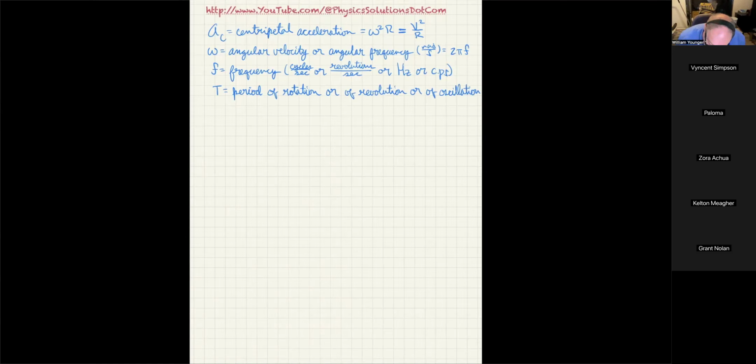So notice there's three versions here: period of rotation, period of revolution, and period of oscillation. If you have an object that's rotating about an axis through itself, then that is called rotation. If you have an object that is orbiting around another object, then that's called revolving around that object. And the period would be the period of revolution, meaning the time required for it to go from here to here again.